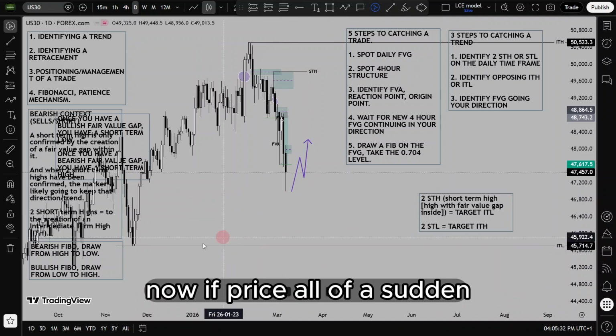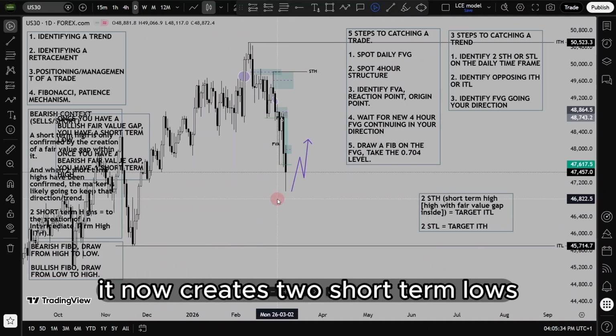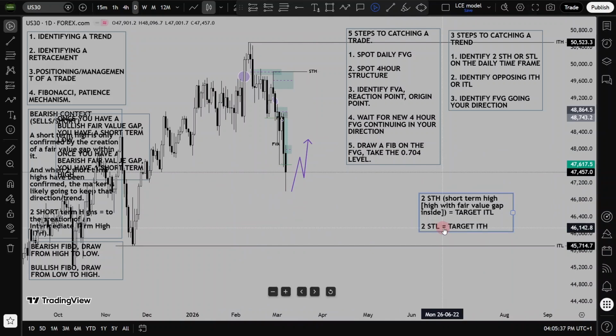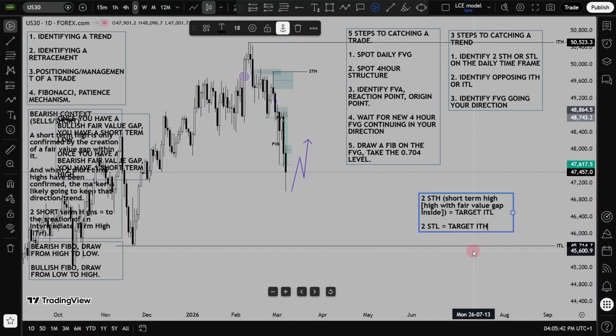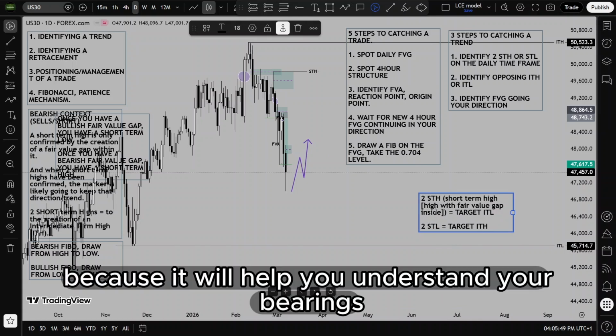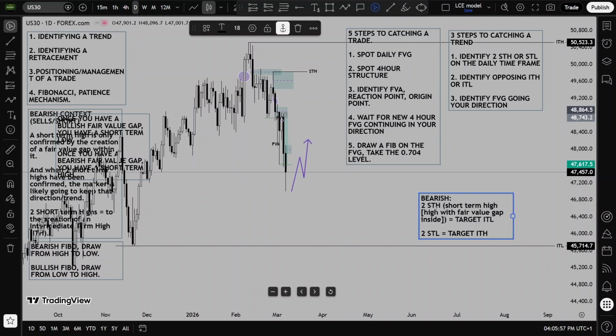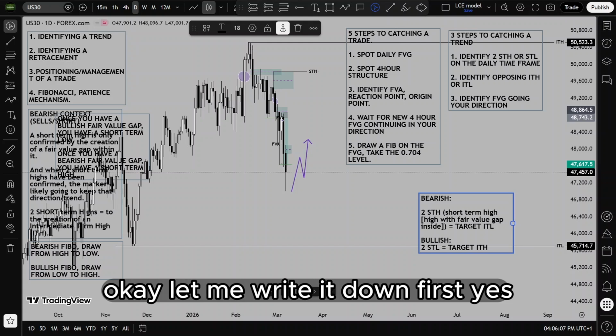Now, if price maybe doesn't get to this intermediate term low, and it now creates two short term lows, it means it has started bullish. Let me write it there, because it will help you understand your bearings. Okay. Let me jot it down first.